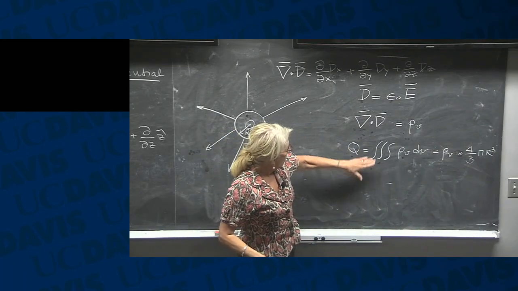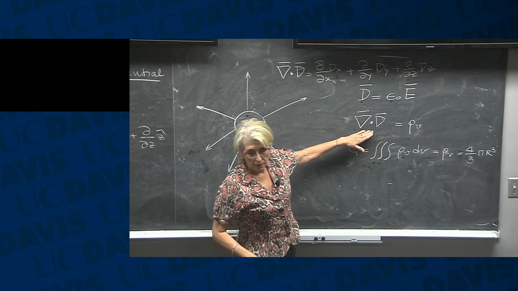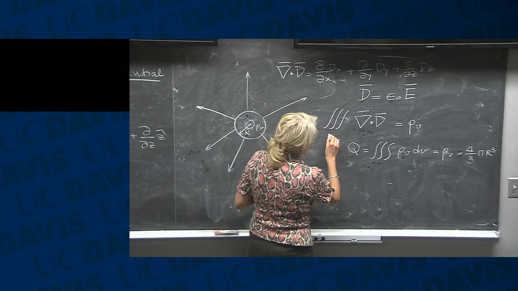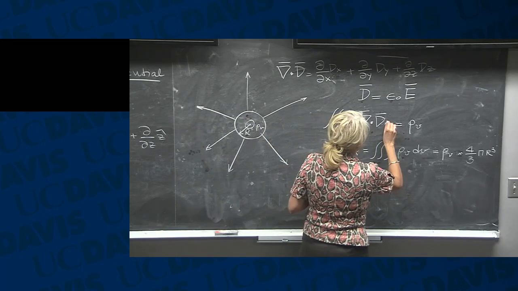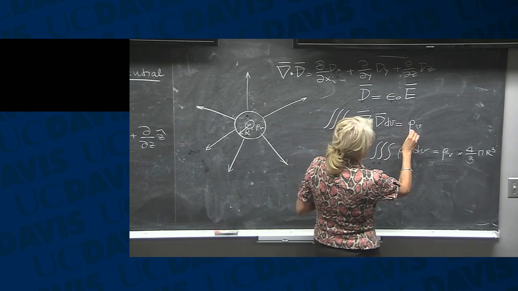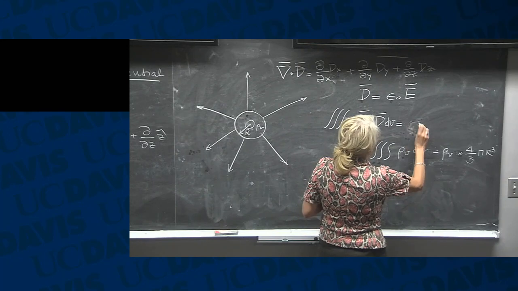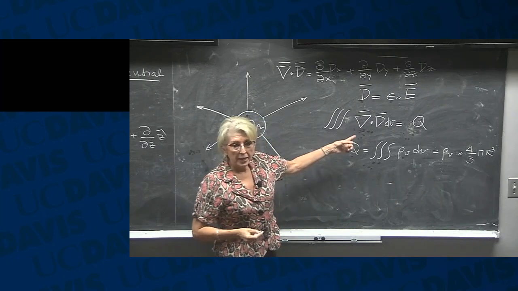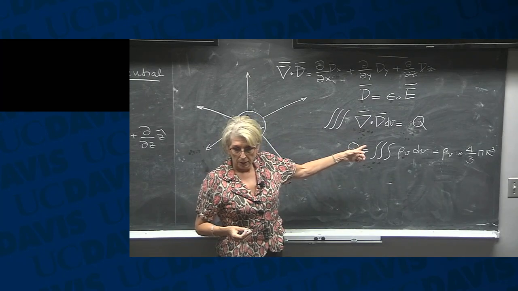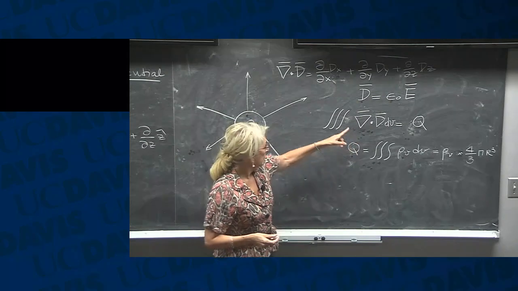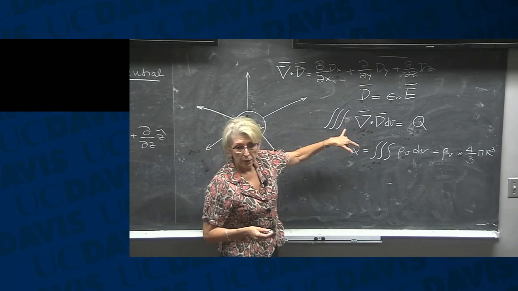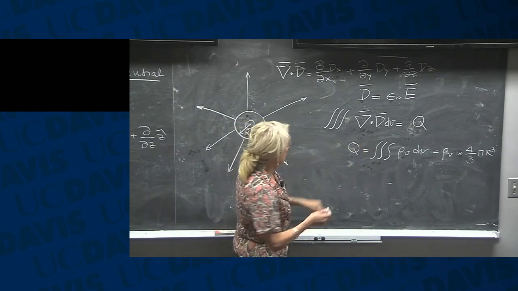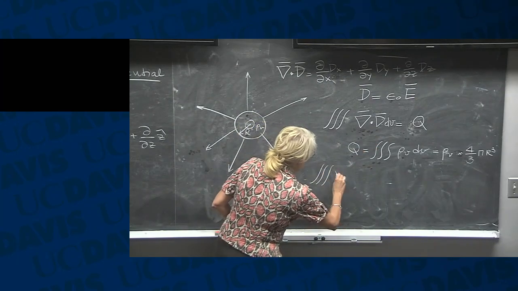So now I go and I integrate both sides of this over the volume of the sphere, dV. And how much is this going to become? This is going to become Q. Okay? There is the divergence theorem. The divergence theorem says that if I integrate over a volume the divergence of a vector, then this is equal.